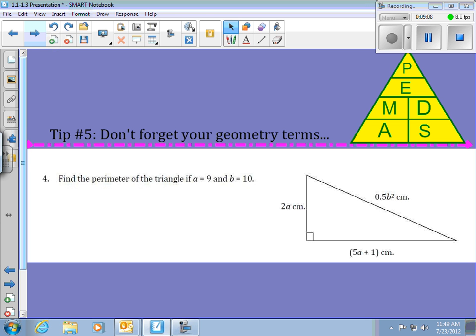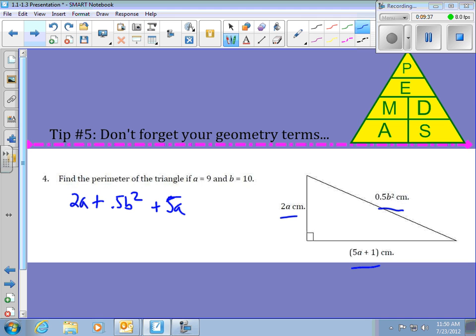Okay, solving this problem, it says, don't forget to use geometry terms. Anyway, find the perimeter of the triangle if A equals 9 and B equals 10. Well, perimeter is the sum of all sides. This side is 2A plus, here we got 0.5 B squared plus 5A plus 1. Now, it's plus 5A plus 1 in parentheses here, so we're not multiplying anything by the parentheses or anything inside the parentheses. So you can drop the parentheses and just combine like terms.